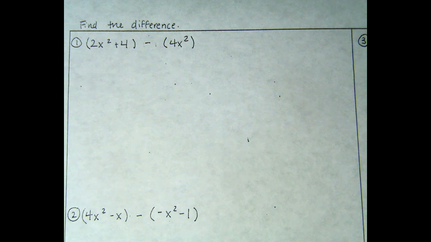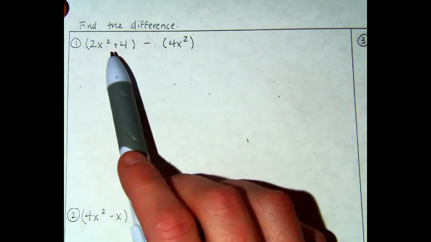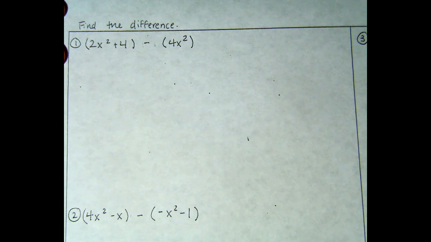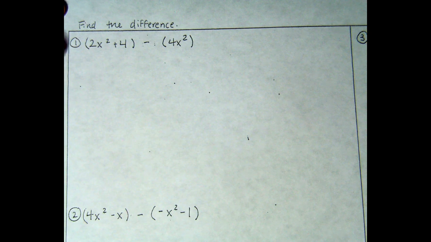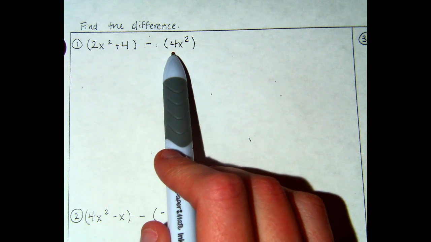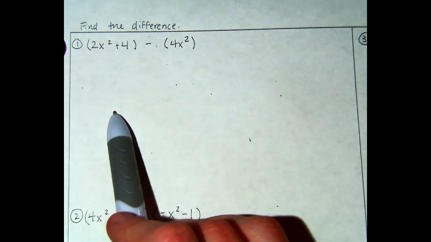If we are finding the difference of these two polynomials, if you remember when we found the sum, what did we do with these two? Yeah, we combined them, we added or subtracted based on what was in front of them. When they were in the parentheses, did we have to do anything extra to them? No, we just rewrote them, right?